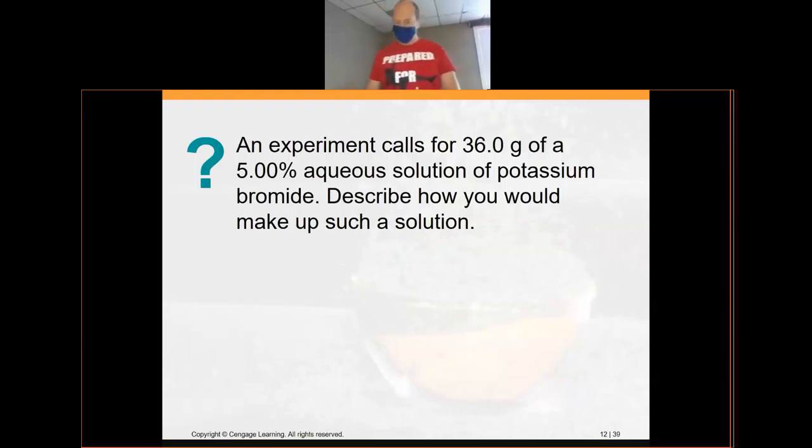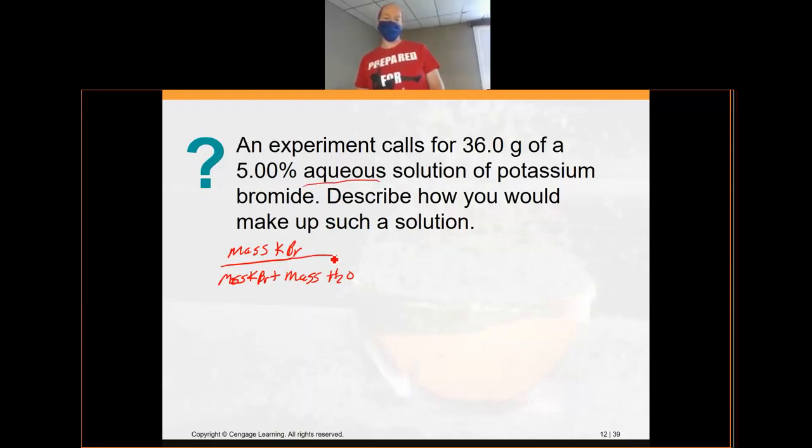All right, so we have an experiment, and we need 36 grams of 5% aqueous solution of potassium bromide. How would you make up such a solution? All right, so we're making up a mass percent, and so we know that the mass of the solute, in this case, potassium bromide, over the mass of the KBr plus the mass of H2O, we know it's water because it says aqueous. Aqueous means it is a water solution. And when we multiply that by 100, we need to get a 5% solution. All right, so there's the 5%.